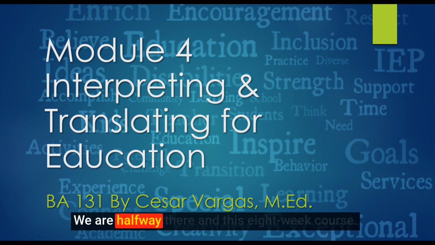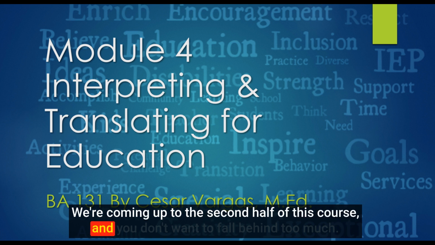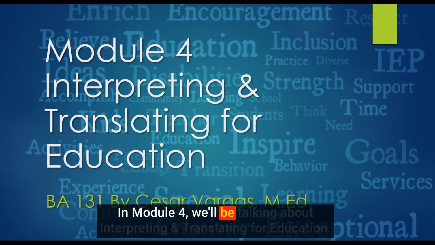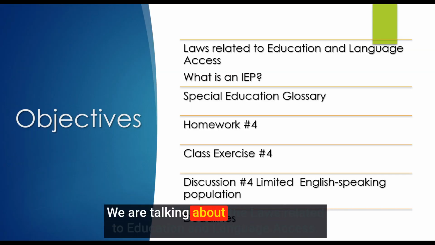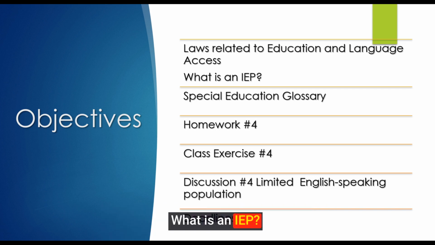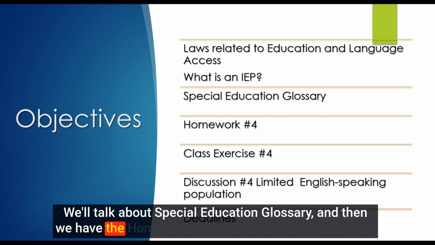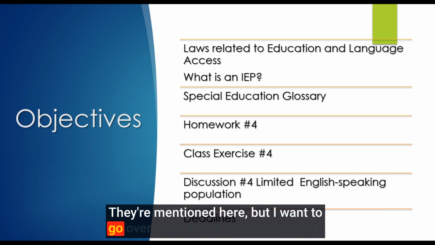We are halfway there in this 8-week course. We're coming up to the second half of this course and you don't want to fall behind too much. In Module 4 we'll be talking about interpreting and translating for education. We are talking about the laws related to education and language access, what is an IEP. We'll talk about special education glossary, and then we have the homework, the class exercise, and discussion. They're mentioned here, but I want to go over them in the Canvas modules.